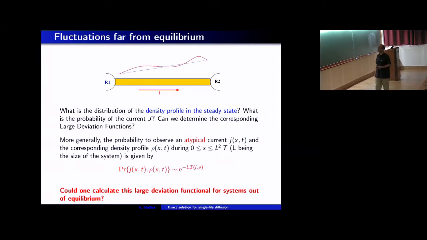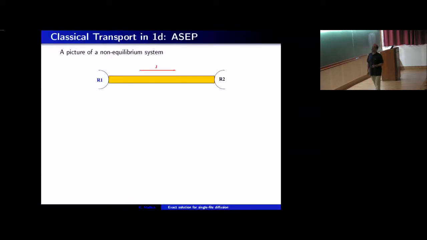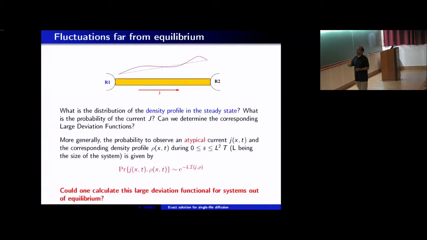Okay? So what Jona-Lasinio et al. tell us is that for certain types of models, which are driven diffusive models, you have a variational ansatz for computing this rate function of these two fields. And these fields satisfy coupled nonlinear PDEs. Okay, so that's a general framework.